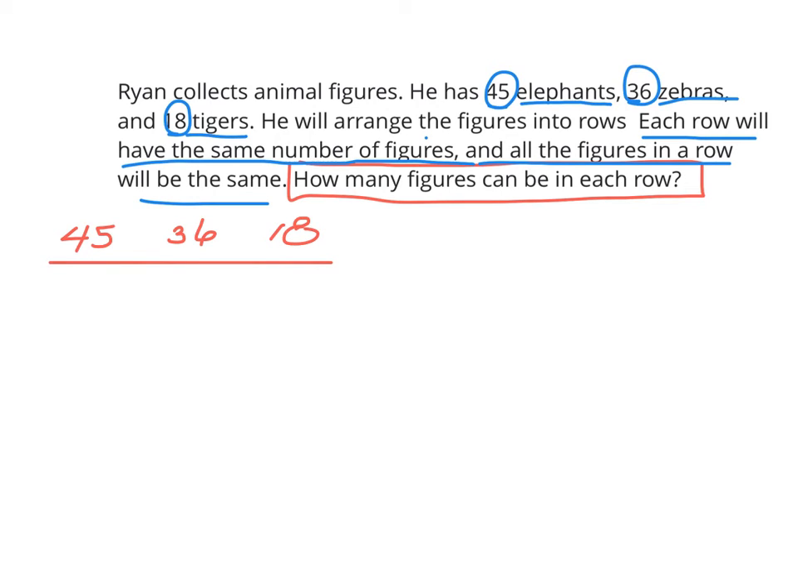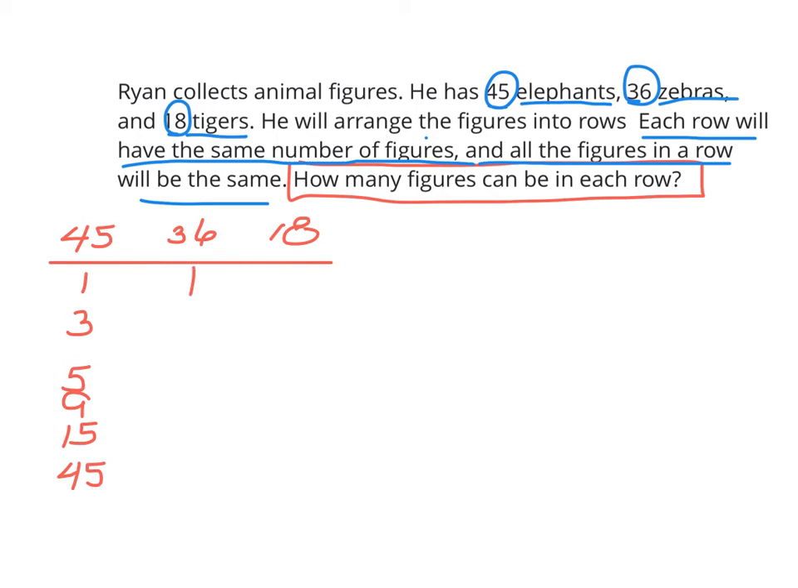So the factors of 45. Let's do it in order so we don't forget anything. So we have 1 and 45. 1 times 45, right? So 1 and 45 are factors. 3 times 15 makes 45. So 3 and 15 are factors. And then 5 times 9 makes 45. So 5 and 9 are factors. And that's it.